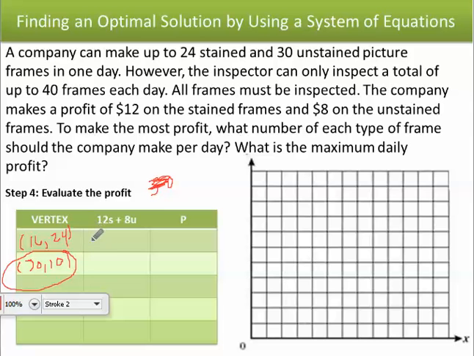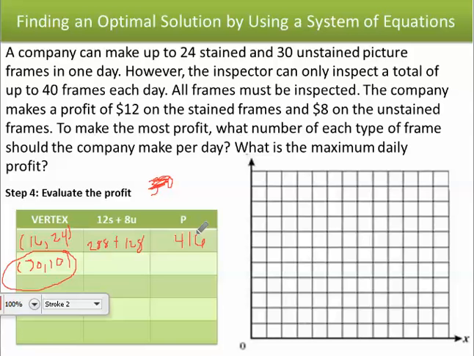For the stained ones here, we've got 24 stained. So 24 times 12 is 288, plus 8 times 16 is 128. Okay, I'm going to work that out on my calculator. Hang on a second. 12 times 24 plus 8 times 16 gives me a total of $416. Okay, try this other one.